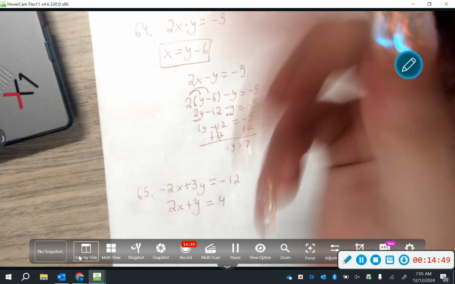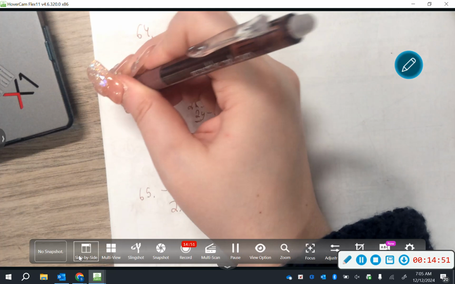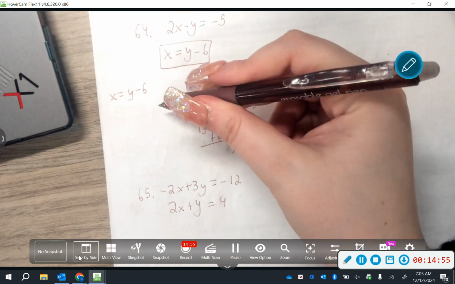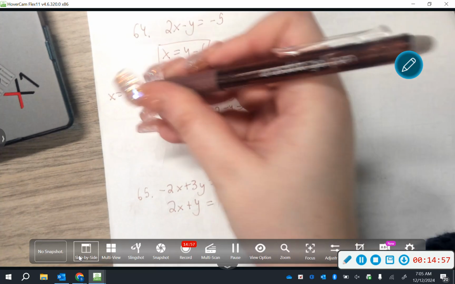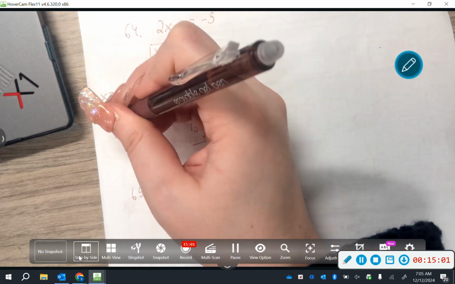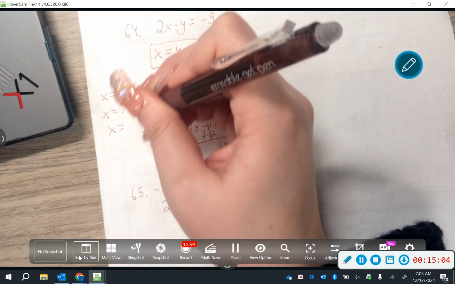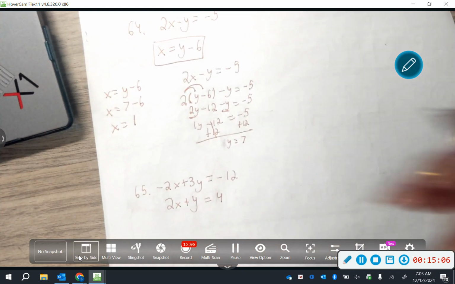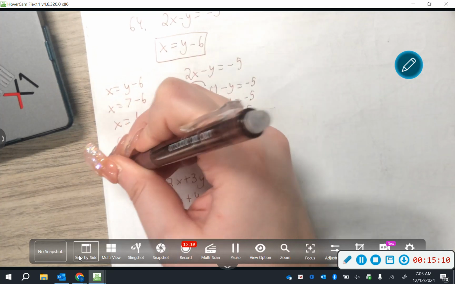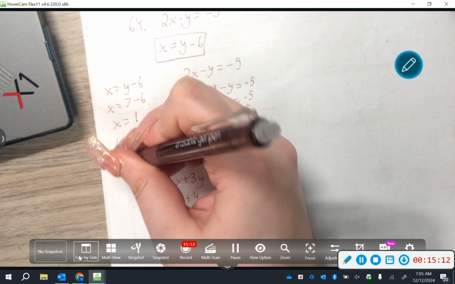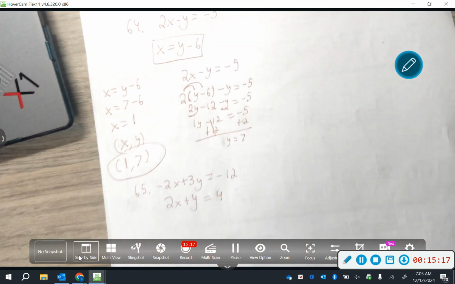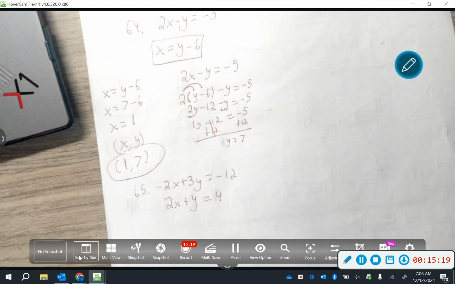Now I'm going to go back and rewrite the one I boxed. I boxed x equals y minus 6. Well, I know my y has to be 7. So x equals 7 minus 6. X equals 7 minus 6 is 1. So now when I go back to write my point, remember it's in the form xy, our ordered pair, or our point, would be 1, 7. So there's our solution if you want to use the substitution method.